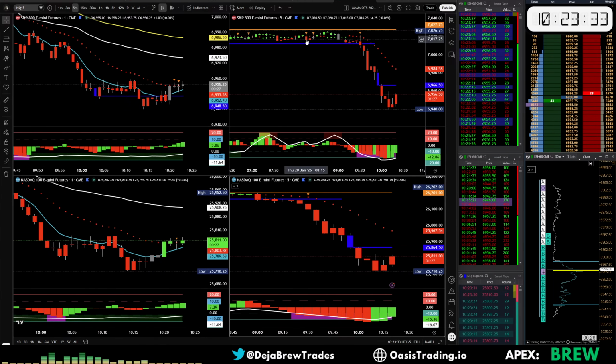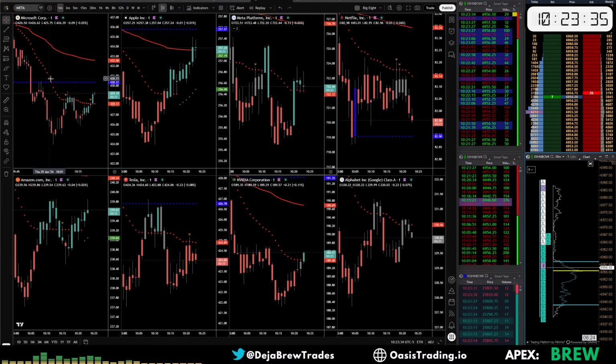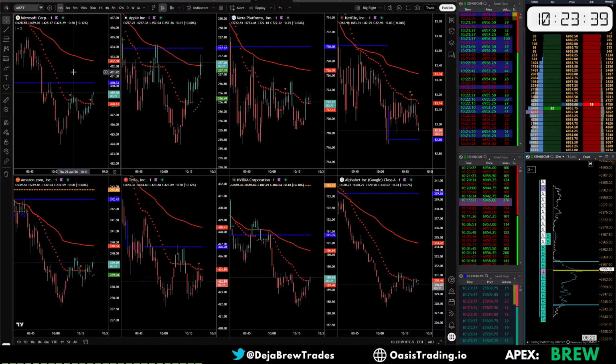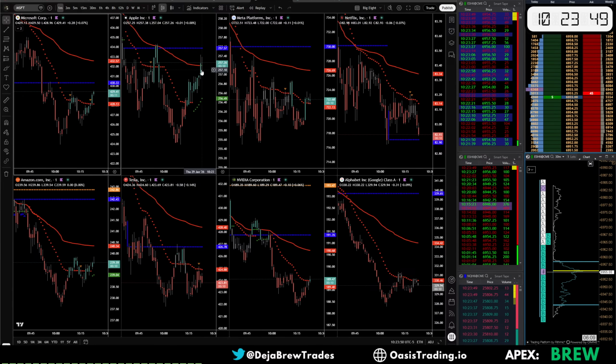Okay, so we see all this bounce coming in. We got to keep an eye on... Why are these not connected? There we go. We got to keep an eye on all these VWAPs again. We're hitting VWAP on Apple. The solid line right here is VWAP. So we're only hitting it on Apple right now.